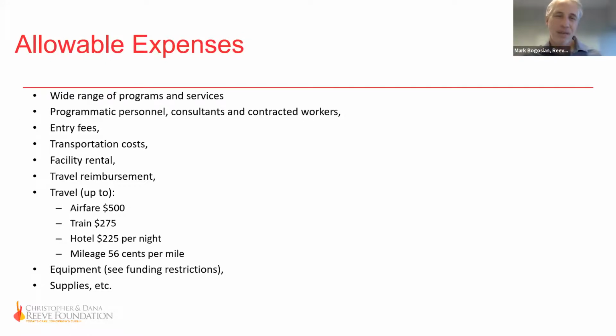All right, so now you're wondering, what can we fund? There's a whole lot, and I think you'll be really surprised at the different types of projects, the different kinds of categories that we do fund. We fund a wide range of programmatic expenses, and I'll cover those when we talk mostly about the direct effect descriptions and the types of projects. But we can support programmatic personnel, consultants, contract workers, entry fees, transportation costs, facility rental, travel reimbursements, marketing. We can fund equipment, and again, just keep in mind the restrictions that we just talked about.